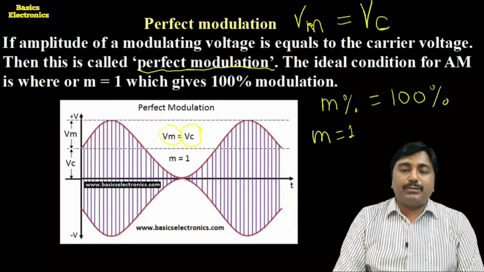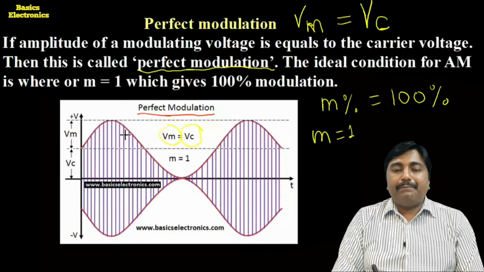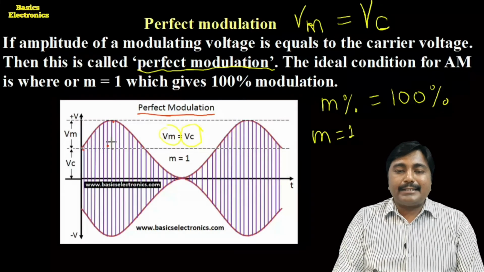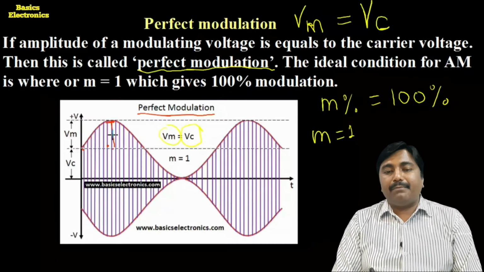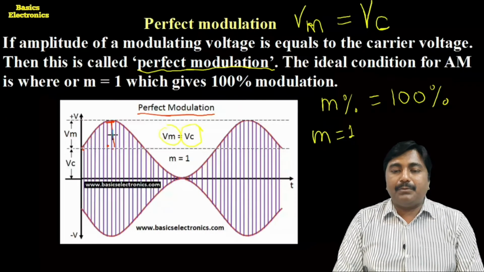If you observe the waveform, you get here the change in Vc is almost equal to the peak value of Vm. Here this is the peak value of Vm. It varies up to the peak value of Vm. Here at this point it varies up to minus Vp, meaning the negative peak value of Vm.